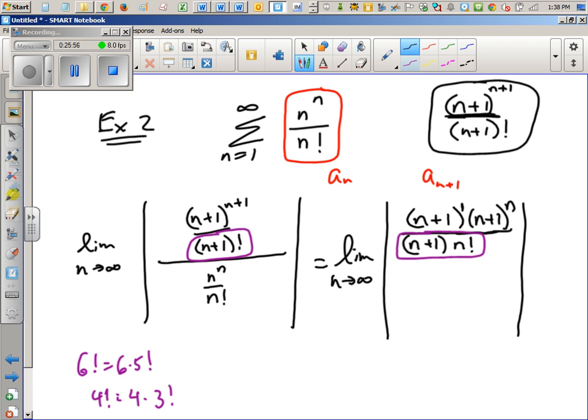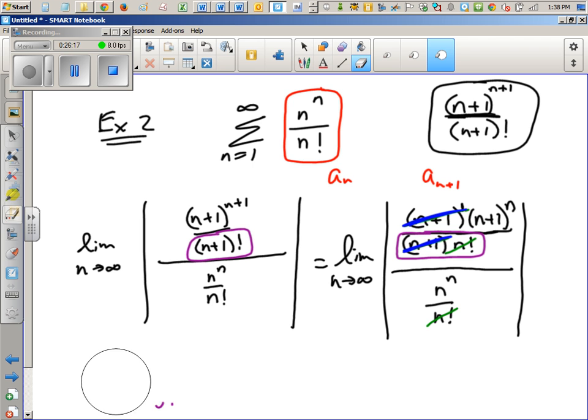Okay, and then on the bottom here, we have n to the n and n factorial. And this is the fun part. Goodbye n factorial. Even the n plus 1 cancels out. I'll color code. So the blues canceled out and the greens canceled out, see? Maybe that wasn't as fun for you as it was for me. But here's where the problem gets really cool. Check this out.